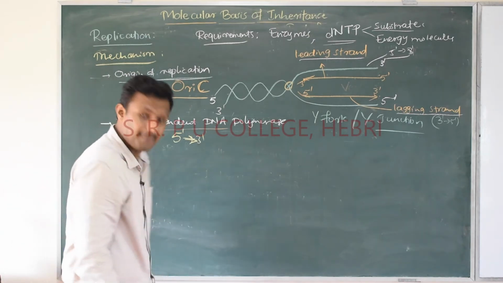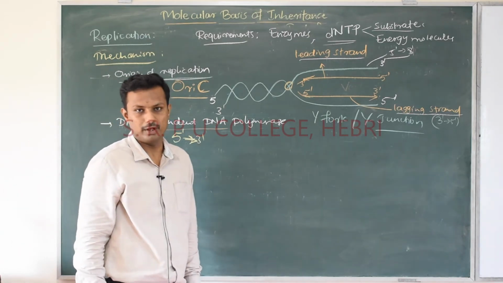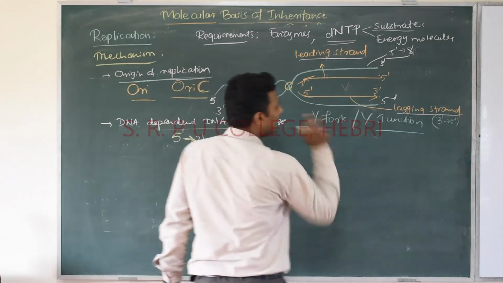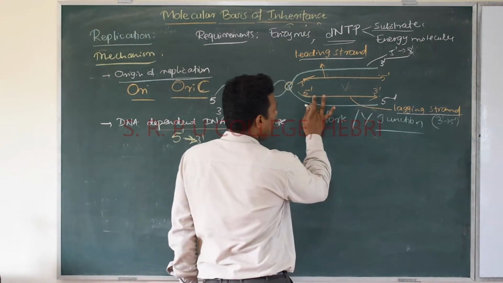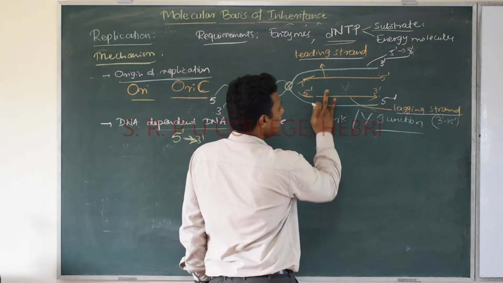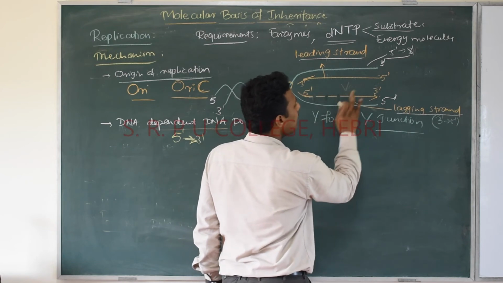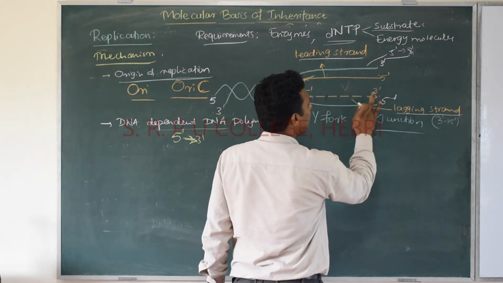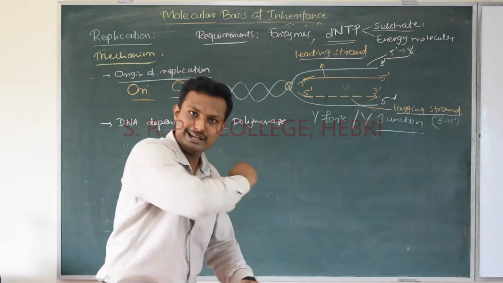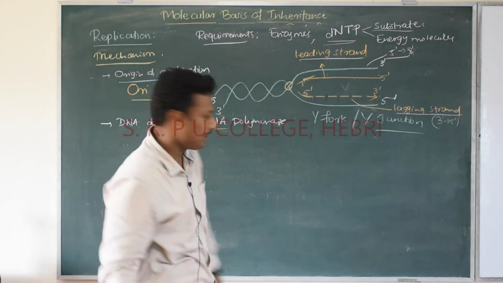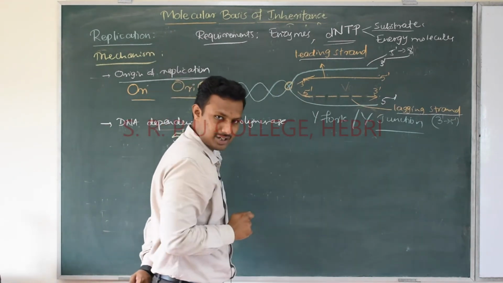But another complexity is there with respect to this one, especially with the lagging strand. See, on the lagging strand what happens? The entire DNA strand is not made at once. You know what is leading strand, what is lagging strand, right?